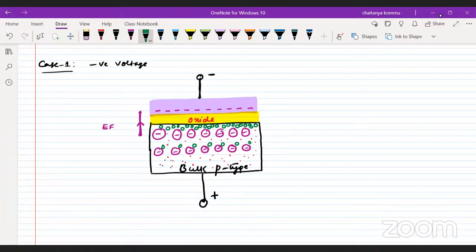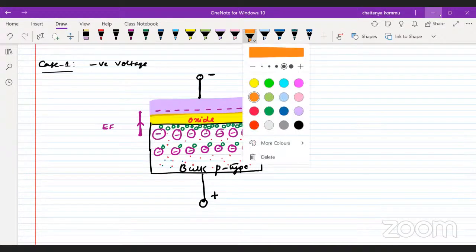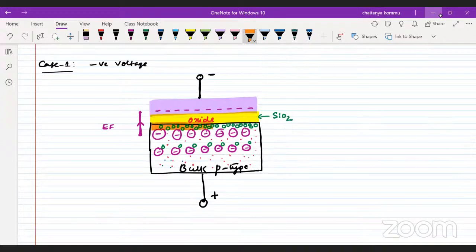As I mentioned previously, this oxide is silicon dioxide. How it will form, we will see later. What we have to observe is that under the oxide, some majority carriers are accumulated here. This particular mechanism is called accumulation. But our requirement is minority carriers, and we are having majority carriers here.